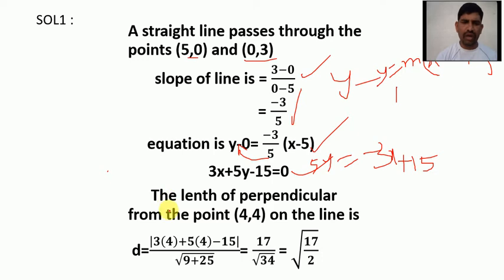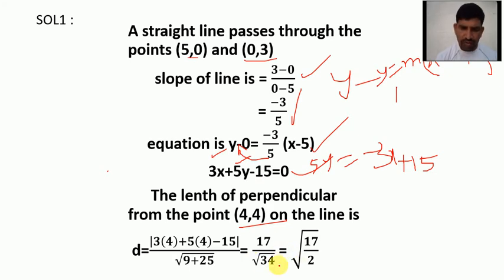Now we have to find the length of the perpendicular from the point (4, 4). We have the formula: modulus of (a x1 plus b y1 plus c) by under root of (a square plus b square). Actually a is 3, b is 5 and c is minus 15. But what is x1, y1?